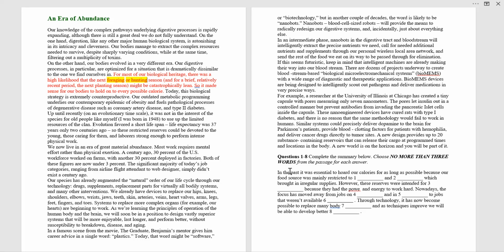So let's go to the reading once more. These reserves were intended for dash because they had the power and energy to work hard. Okay, let's start reading and see if we get that.